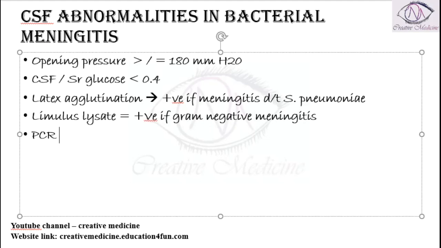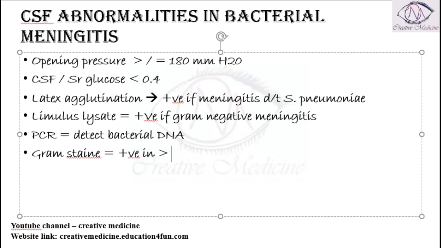If you do a PCR, this PCR will mainly detect the bacterial DNA. Then you can also do a gram stain. If you do gram stain, it will be positive in more than 60% of the cases. Then you can do a culture, which is found to be positive in more than 80% of the cases.